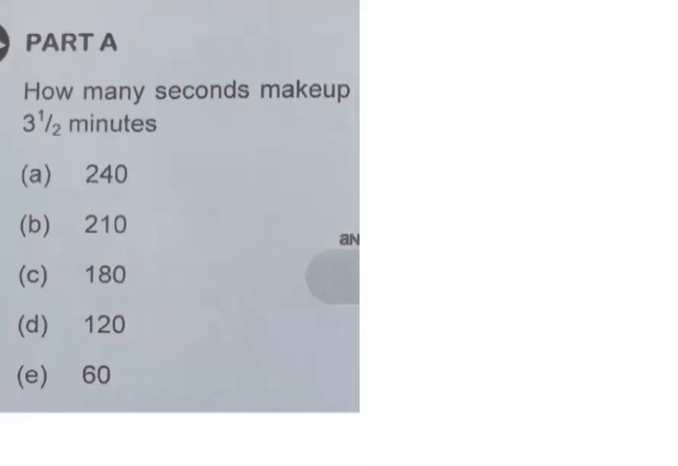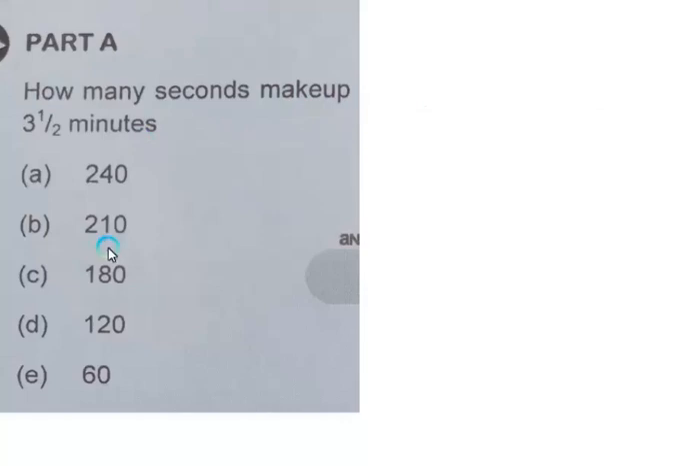Hello, welcome. Today we have a question here for us to answer, and we're going to kickstart with this particular question, part A, for the National Common Entrance Examination series. How many seconds make up 3.5 minutes? How many seconds make up 3.5 minutes?